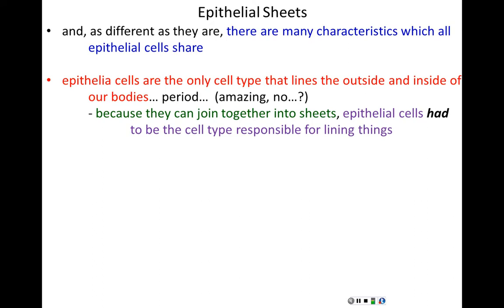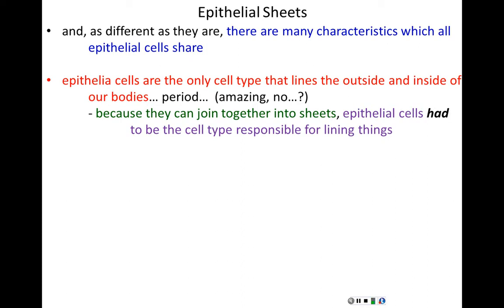If you think about it, it makes complete sense. What makes epithelial cells unique is that they can join together side by side and form sheets. So evolutionarily speaking, epithelial cells had to be the cell type responsible for lining our inside and outside. In fact, no other cell could do it.